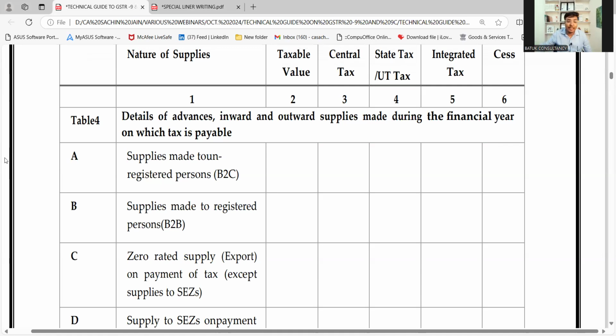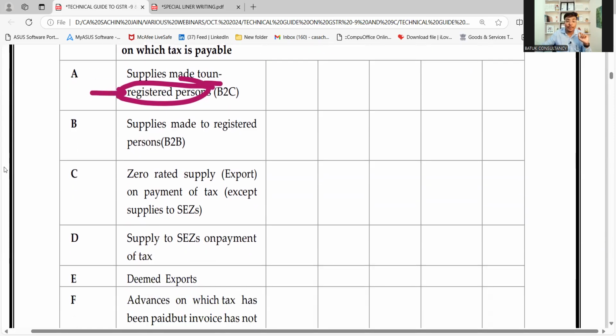First thing they are asking for, supply made to an unregistered person, that is B2CS. Second, supply made to a registered person. Third, zero rated supply on payment of tax. Supply to special economic zone.